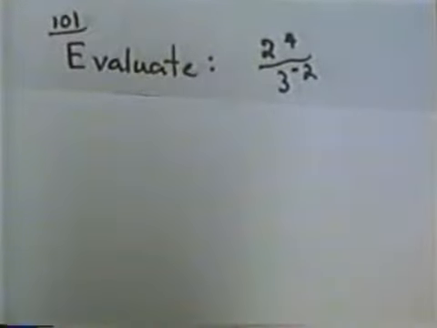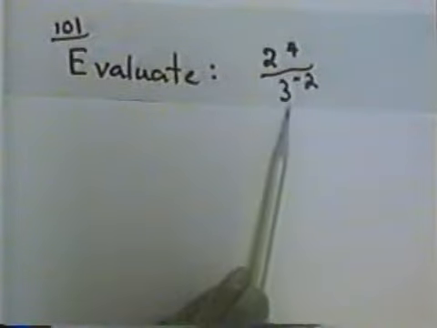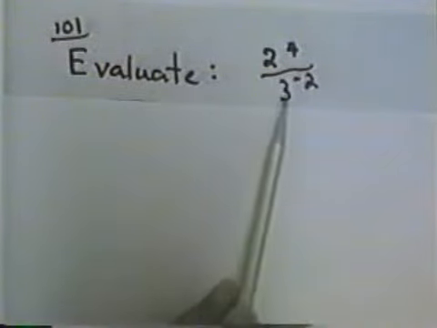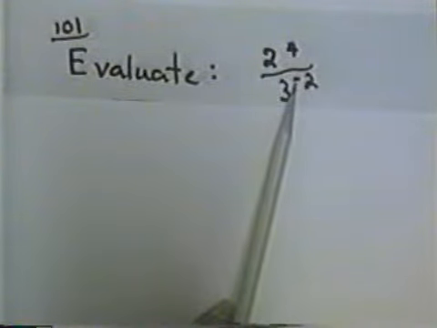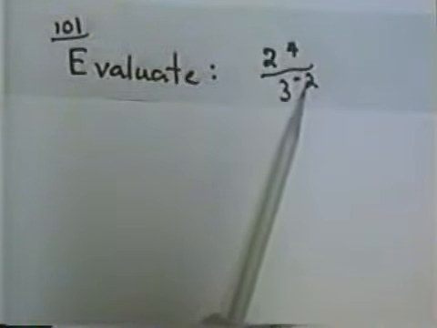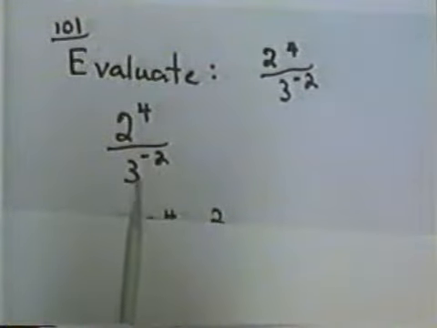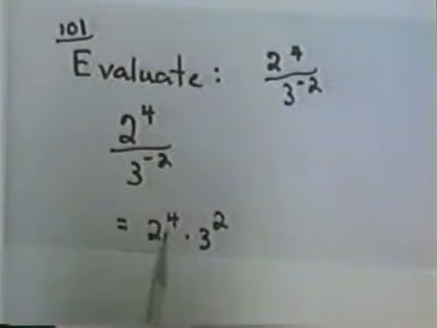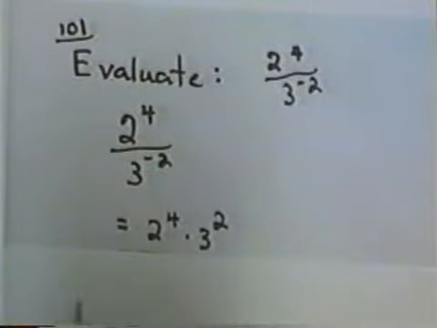Let's look at a couple examples. Let's evaluate 2 to the 4th divided by 3 to the negative 2. I have a negative exponent in the denominator. So the negative exponent tells me to take the reciprocal, which means I move the base to the numerator and the exponent will become positive. So 2 to the 4th divided by 3 to the negative 2 is the same as 2 to the 4th times 3 squared. And so if I take it to the numerator, the exponent becomes positive.